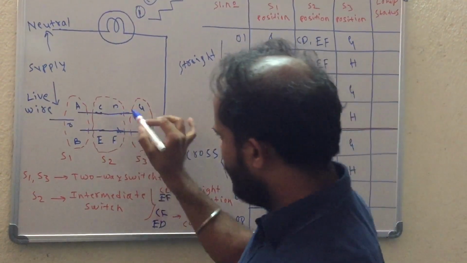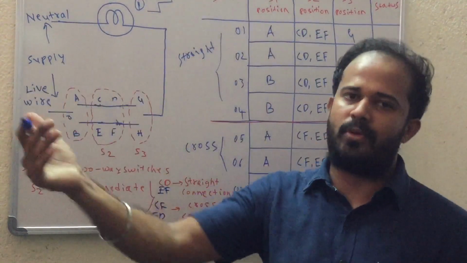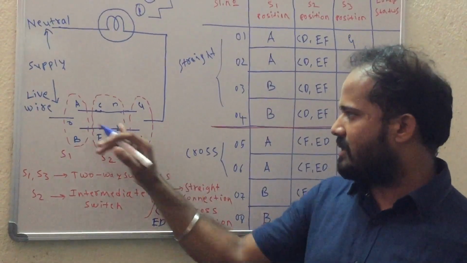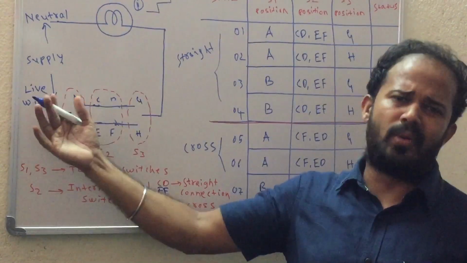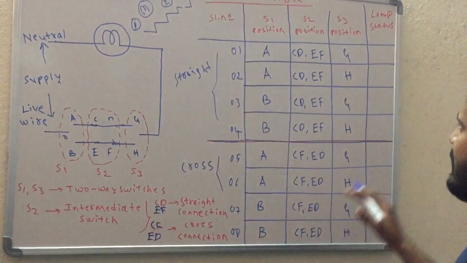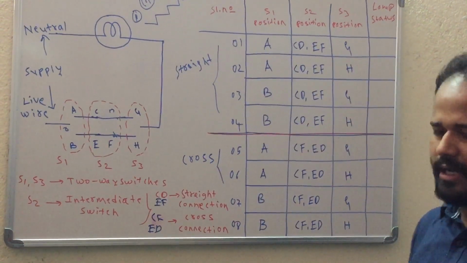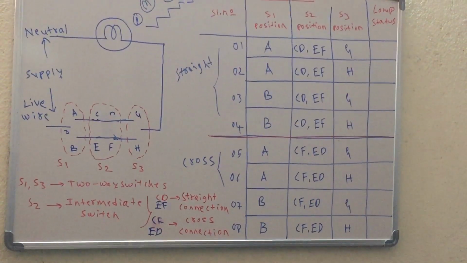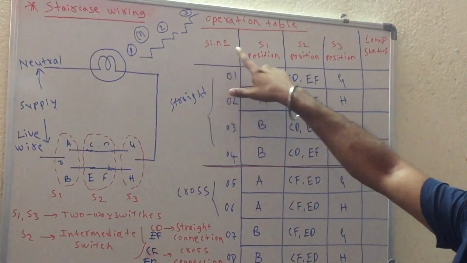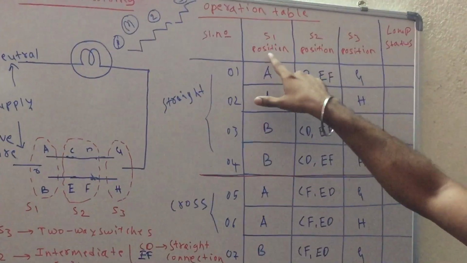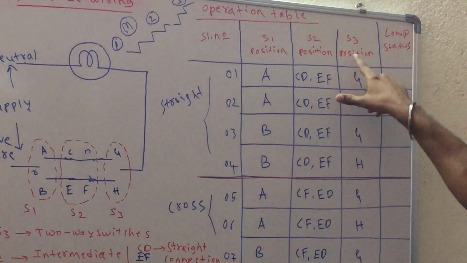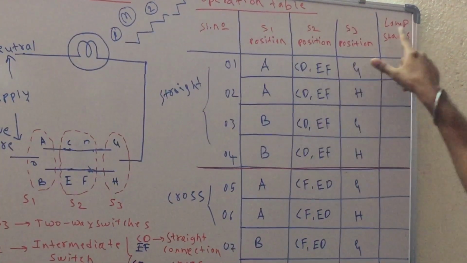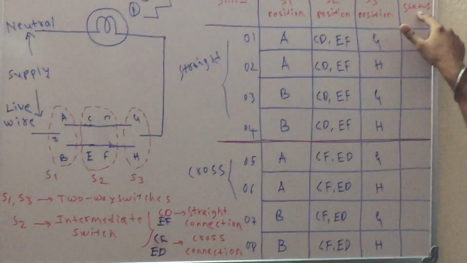If I connect it to cross connection, again we have 4 possible cases. By keeping it in a straight connection, 4 cases. By keeping it in cross connection, 4 possible cases. Accordingly, the table is made. Here you can go through the table. In the table, the first column is the serial number, the second column is the position of switch S1, the third column is the position of S2, the fourth column is the position of S3, and lastly the lamp status.